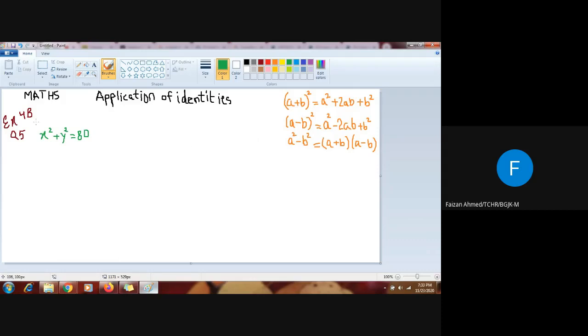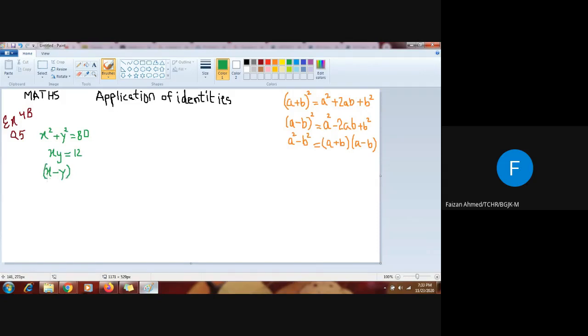And this is question number 5 of exercise 4b. It is from D to 7th edition. In question number 5, we have been given some values. We have been given x square plus y square equals 80. And another value is the product xy, which is equal to 12. So this is the data which has been given in the question, and we have to find the value of (x minus y) whole square.